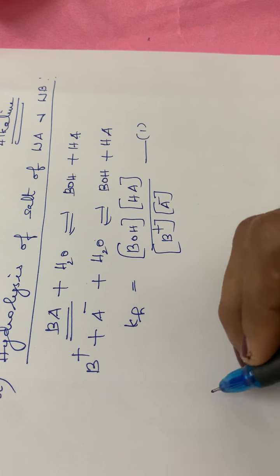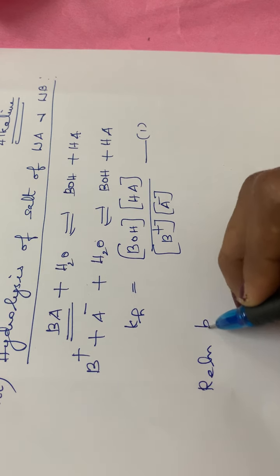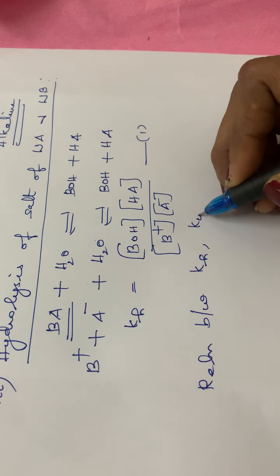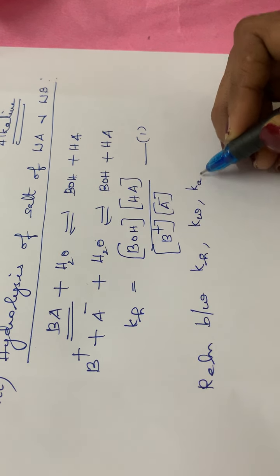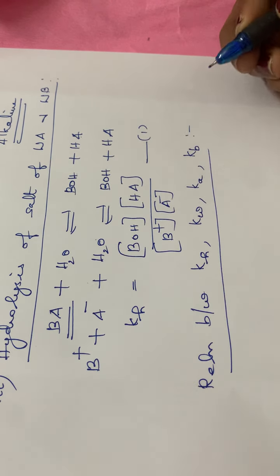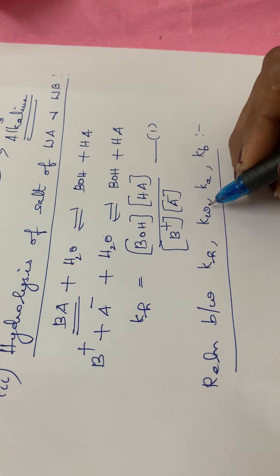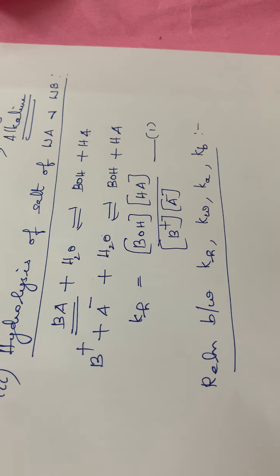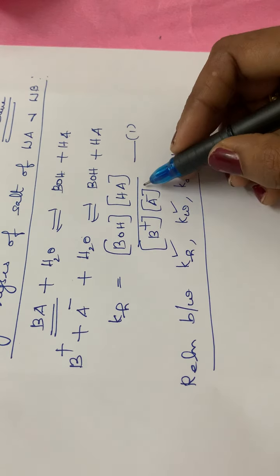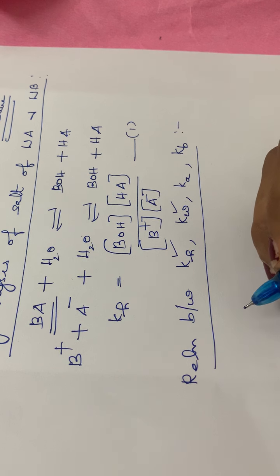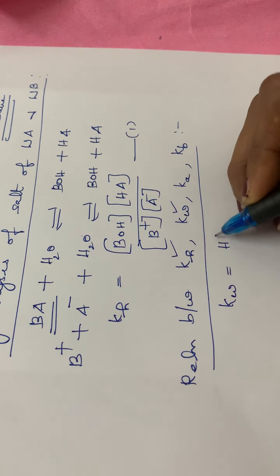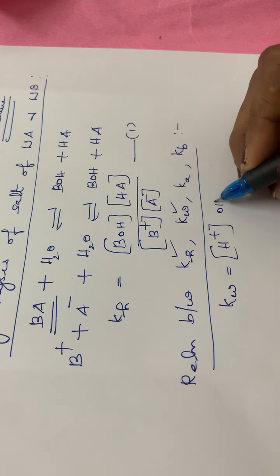Then the next heading is the relation between KH, KW (the ionic product), and, since it is a weak acid, Ka, and, since it is a weak base, Kb. So here we have to find a relation connecting KH, KW, Ka and Kb. We already know KW and KH, isn't it? KH we got here. KW is equal to concentration of H plus into OH minus.